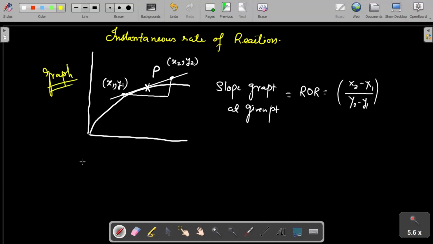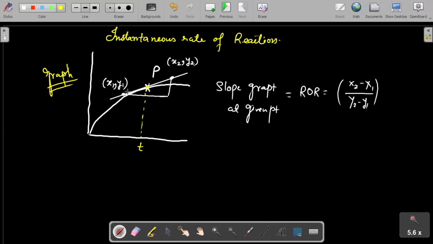First the data has to be given. From the data you have to draw the graph, and from the graph you have to find the time at which it is asked, the specific time. At that point you have to draw the tangent and find the slope, and the slope will give you the rate of reaction.